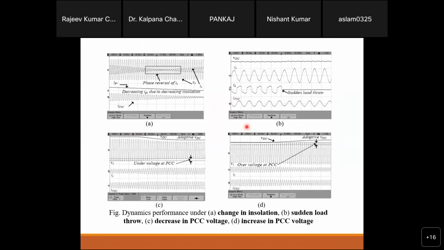Also, it was tested under different conditions, you can see the change in insulation, sudden load throw. Sudden load throw means your load is gone, means load is zero. Then what will happen? When the load is gone, the entire power will go into the grid, nothing else. Simple one.